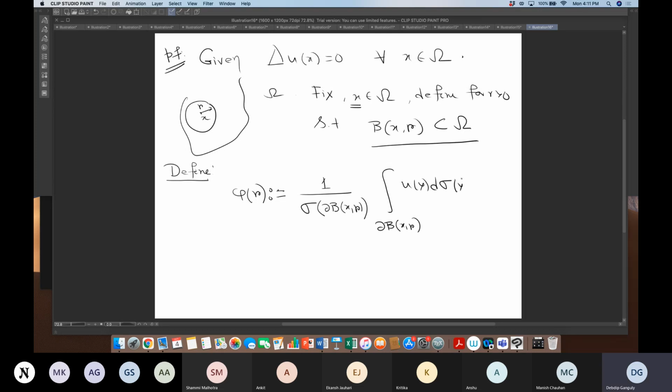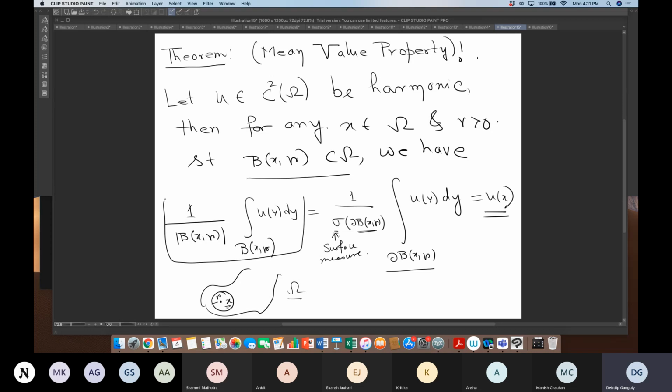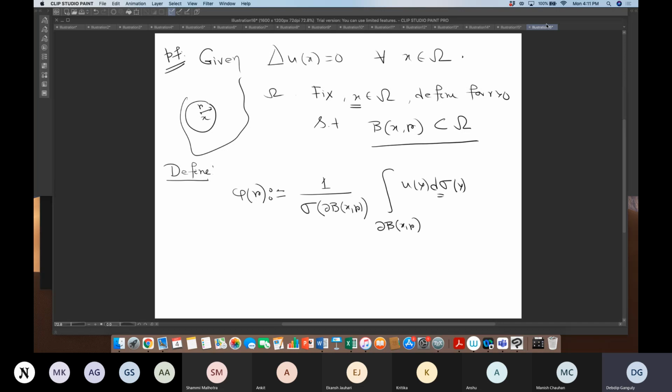D sigma 1. You know what is the sigma meaning. So I have taken this, I define. So for fixed x, I have fixed x in the domain, and I define for r, I define this. r is a function, right? Now I have not fixed r because we will take for all r, for all those r, this phi is defined for all those r such that B(x,r) is contained in omega.